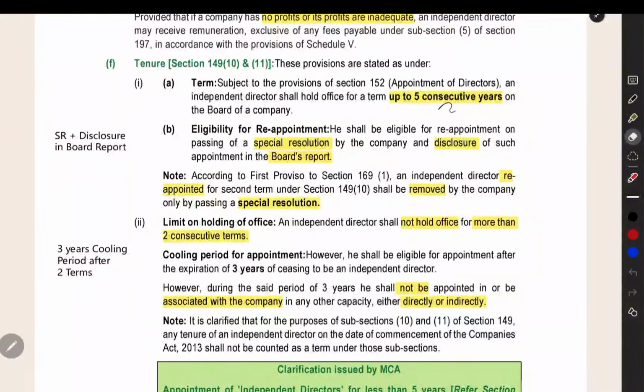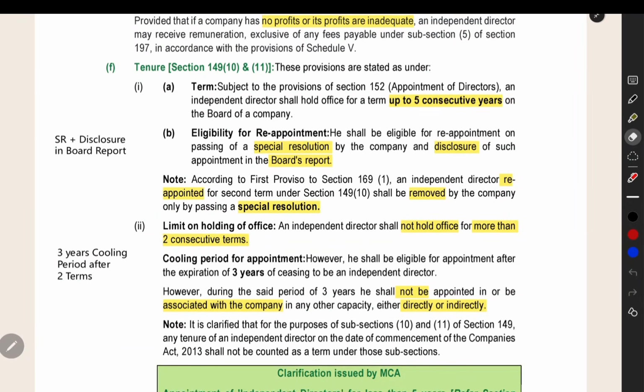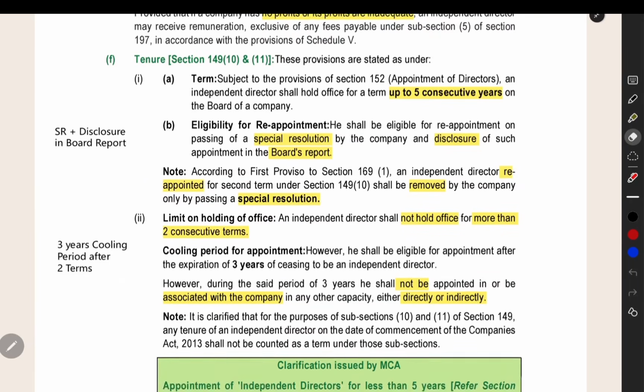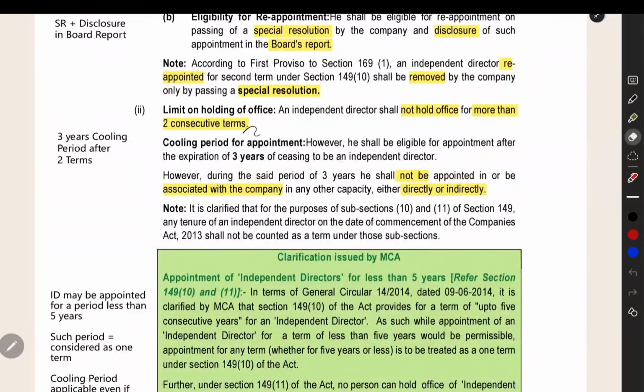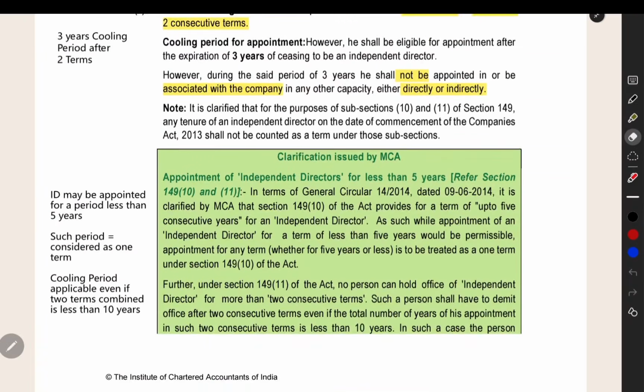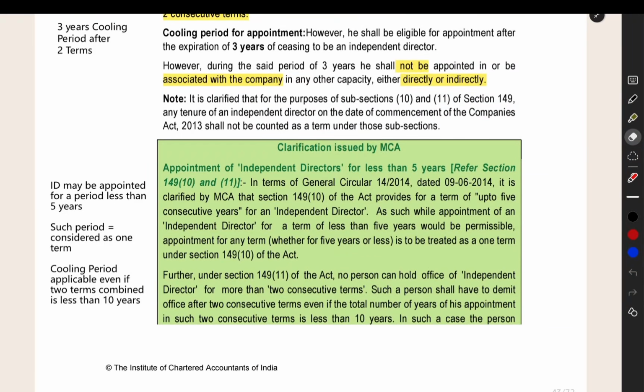The term, you can have up to 5 consecutive years. And if you want to reappoint the independent director, you need a special resolution and disclosure in the board report. If you want to remove such a reappointed independent director, then also a special resolution will be required. An independent director cannot hold office for more than 2 consecutive terms. Maximum 2 terms you can serve together. And then a 3 years cooling period will be there after those 2 terms. You should not be associated with the company in any capacity, directly or indirectly, during the cooling period.